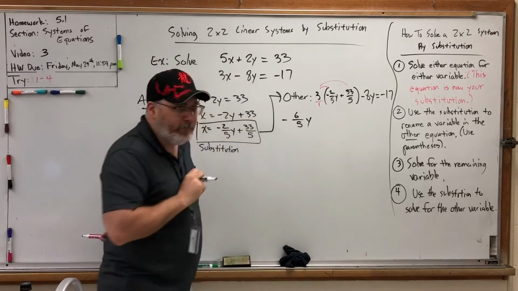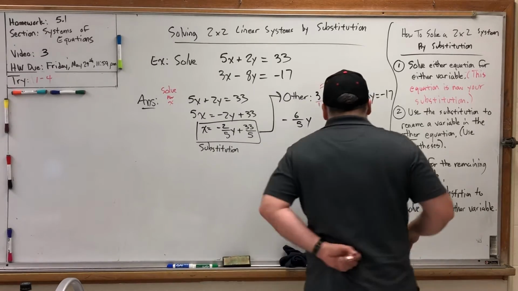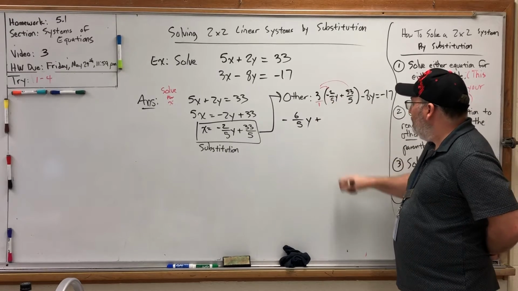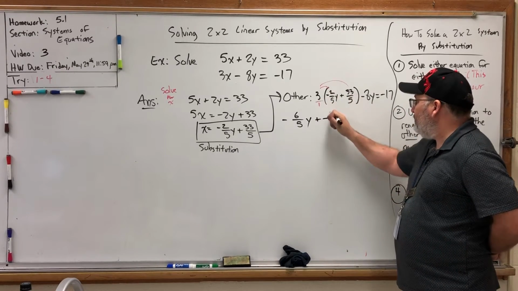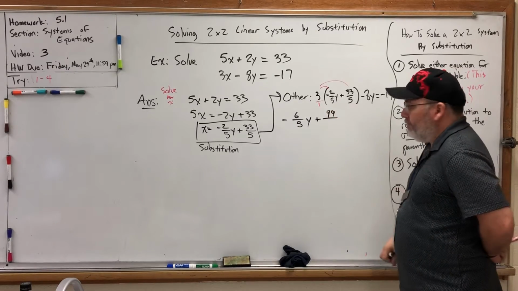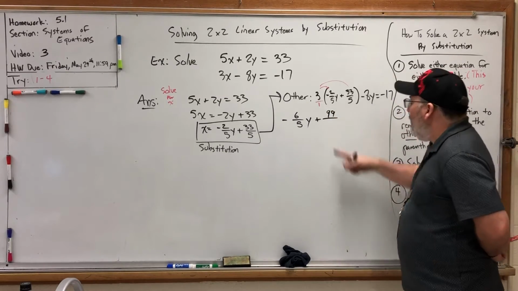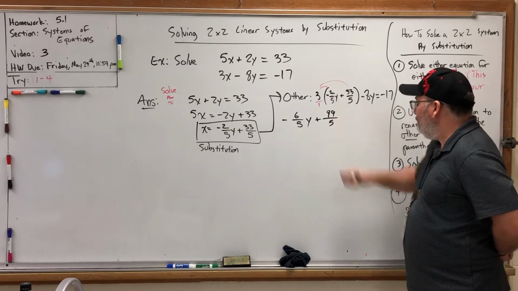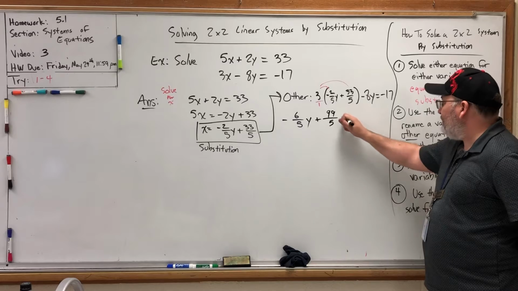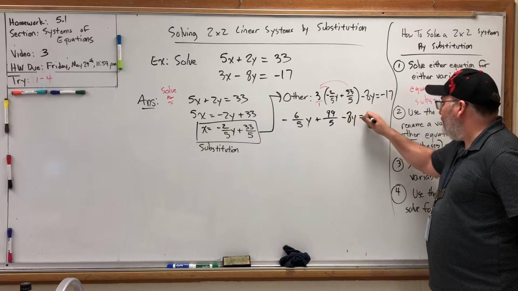That wasn't too bad. On the second half of the distribution, positive times positive is positive. On the top, 3 times 33 is 99. Insert your own Jay-Z joke there. On the bottom, 1 times 5 is 5. Again, not too terribly bad. And we have the rest, minus 8y equals negative 17.